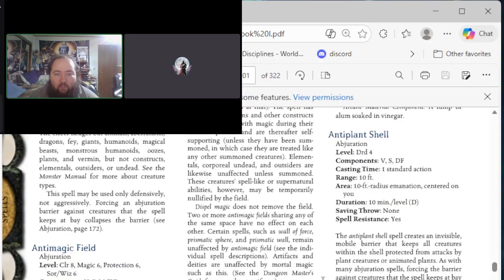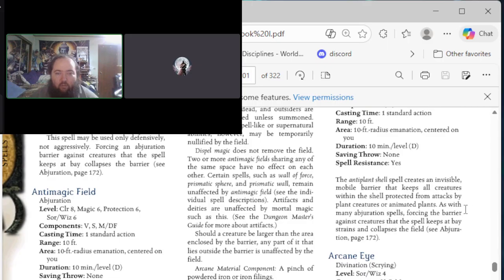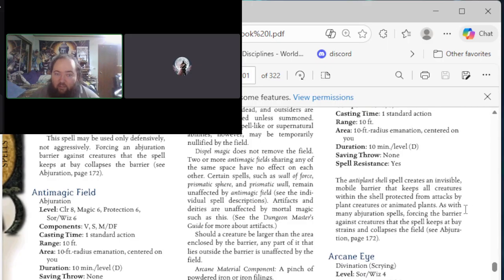The next spell is Anti-Plant Shell. Abjuration, 4th level druid spell. Components are Verbal, Somatic, Divine Focus. Casting time 1 action, range 10 feet, area 10-foot radius emanated centered on you. So even though it says range 10, you can't drop it 10 feet away. It's just 10 feet around you. Duration 10 minutes per level. Saving throw none. Spell resistance, yes.